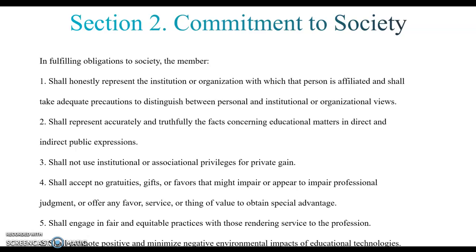Fourth, shall accept no gratuities, gifts, or favors that might impair or appear to impair professional judgment, or offer any favors, service, or things of value to obtain special advantage. Fifth, shall engage in fair and equitable practice with those rendering service to the profession. Sixth, shall promote positive and minimize negative environmental impacts of education and technologies.